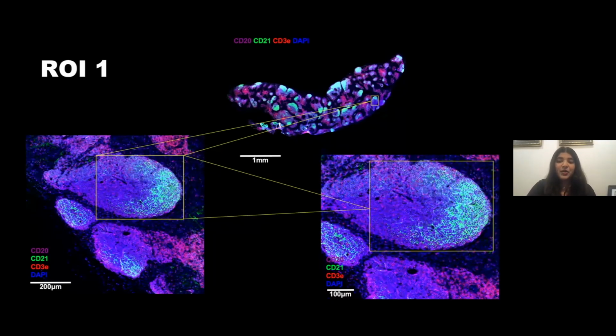We started here with an initial region of interest, ROI1, and we were able to analyze CD20 and CD21, which are known B lymphocyte markers, as well as CD3E, which is a known T cell receptor protein. From there, we're able to see a strong expression of CD21, so some of those B cells on the perimeter of the follicle, as well as some T cells on the outside of it. And this gives us a great visualization of these different biomarkers.